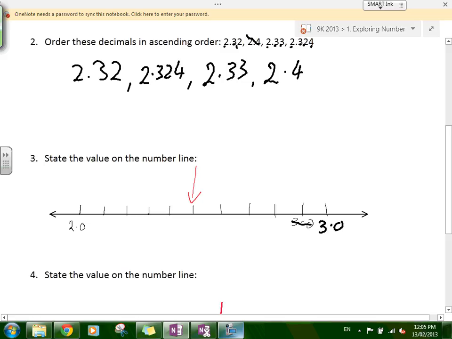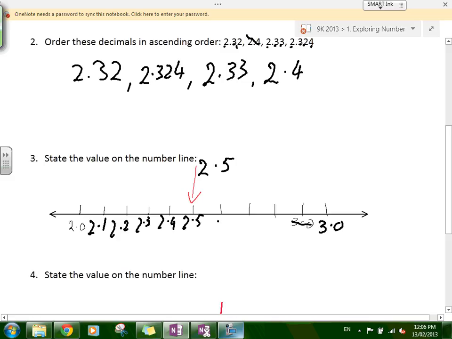Okay, so they're in 0.1 intervals. 2.0 is here, and 3.0 is here, and each step must be 0.1. So I can write it in: 2.1, 2.2, 2.3, 2.4, 2.5, 6, 7, 8, 9, 10. So the value where the arrow lines up to is 2.5. Alright, so we can say that's 2.5.